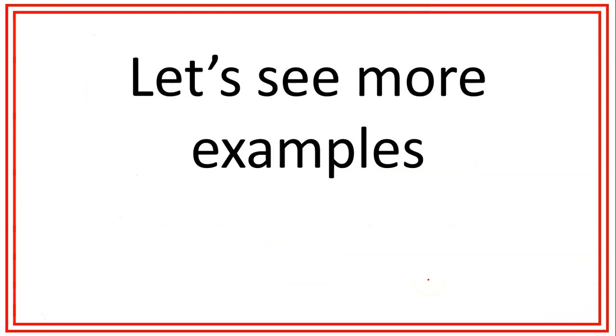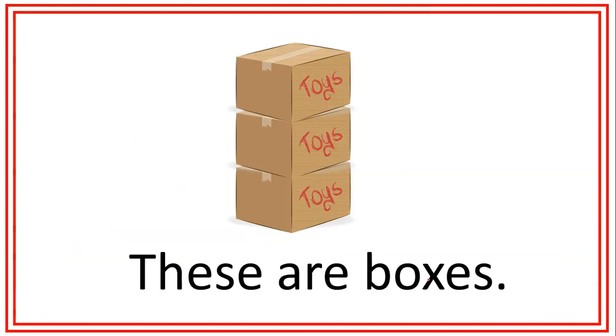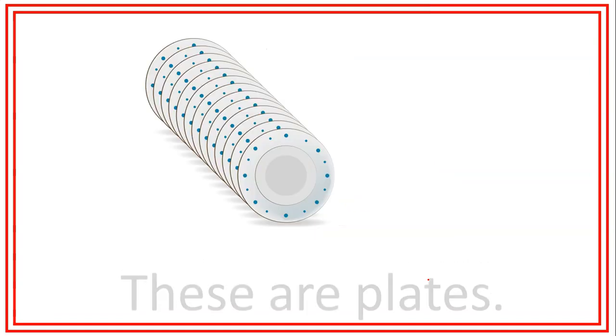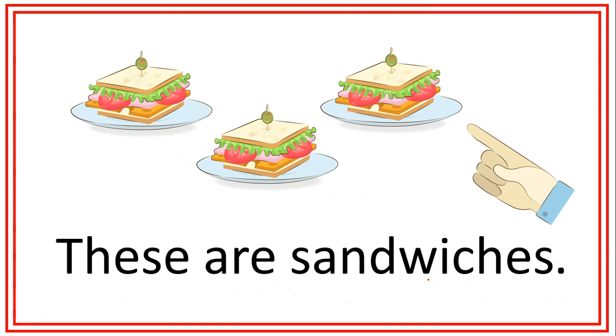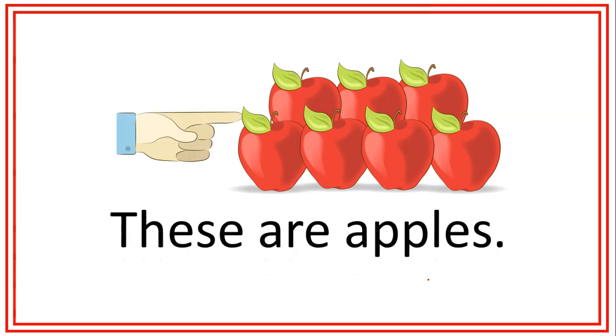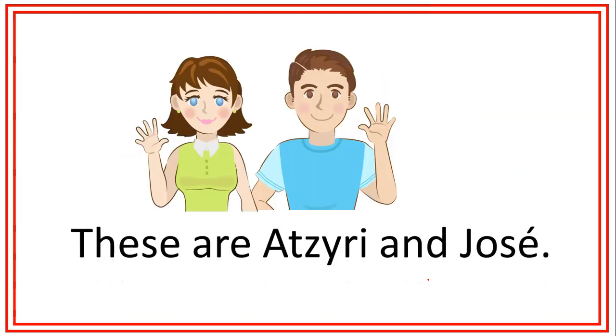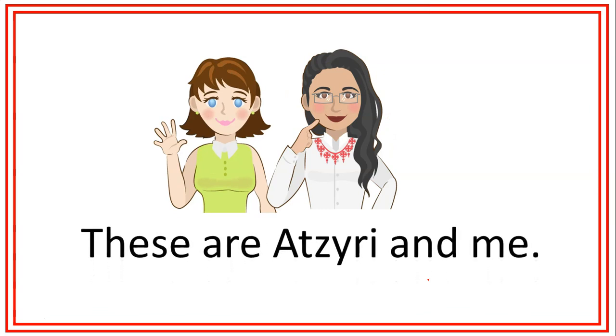Now, let's see some examples. These are boxes. These are plates. These are sandwiches. These are glasses. These are apples. These are at City and Jose, and these are at City and me, okay?